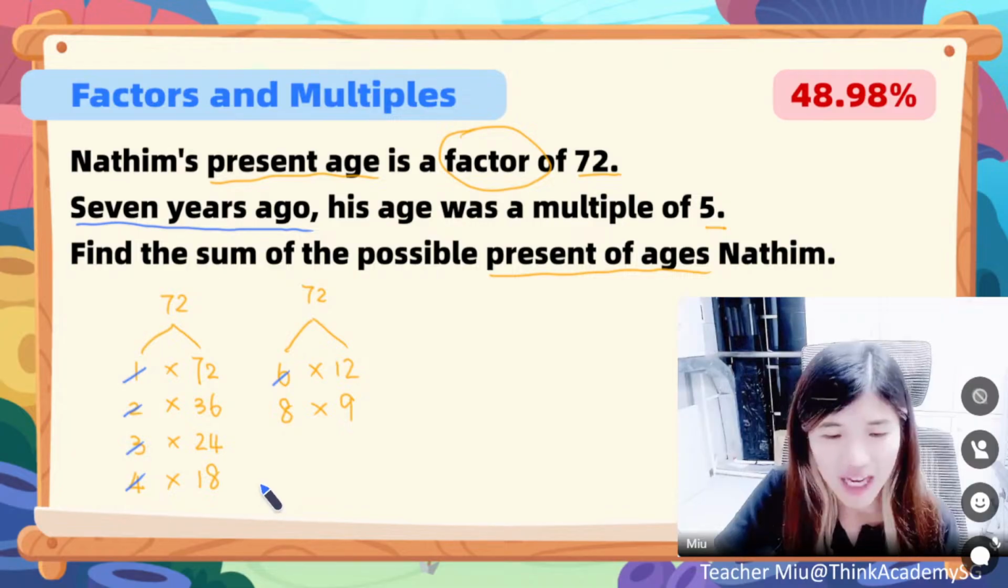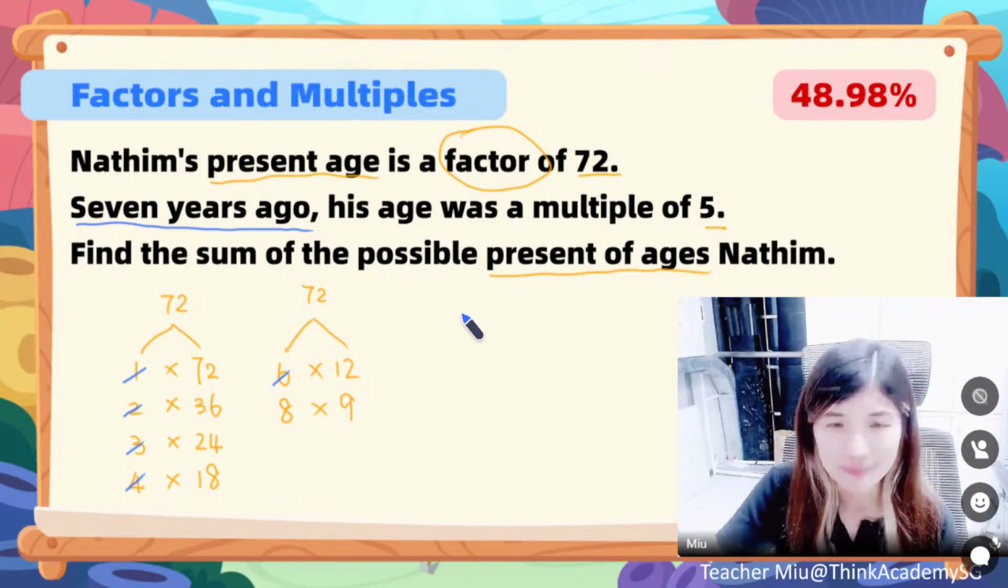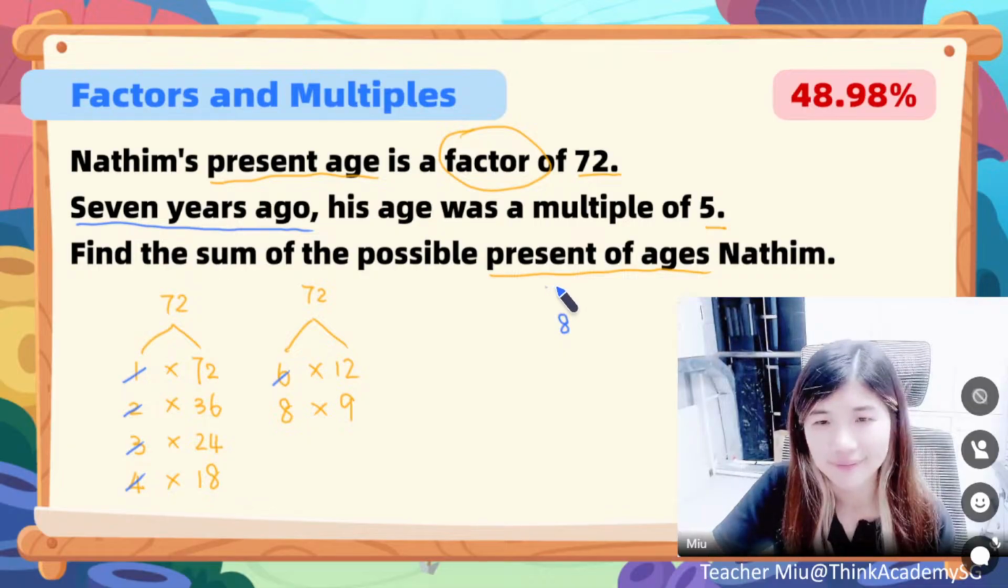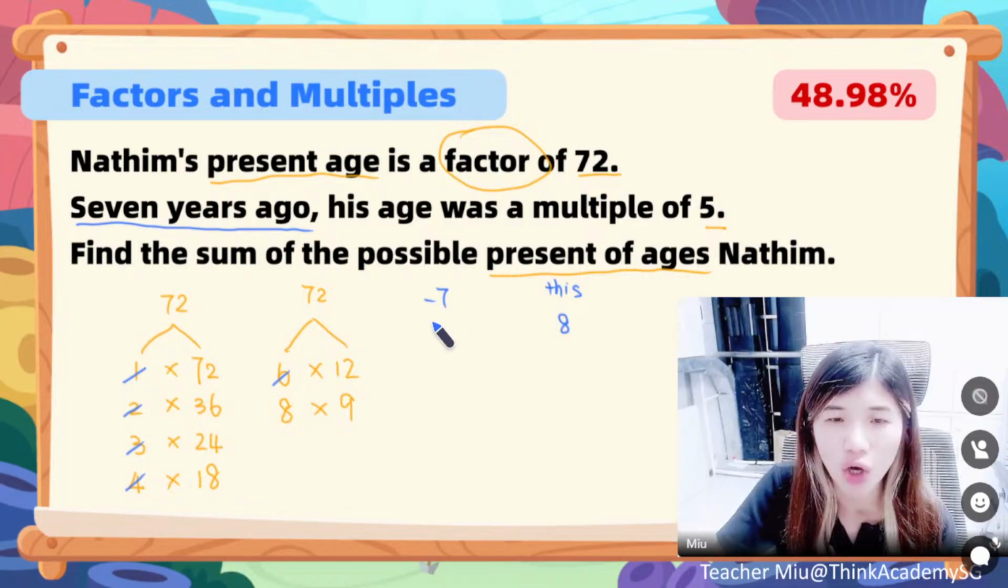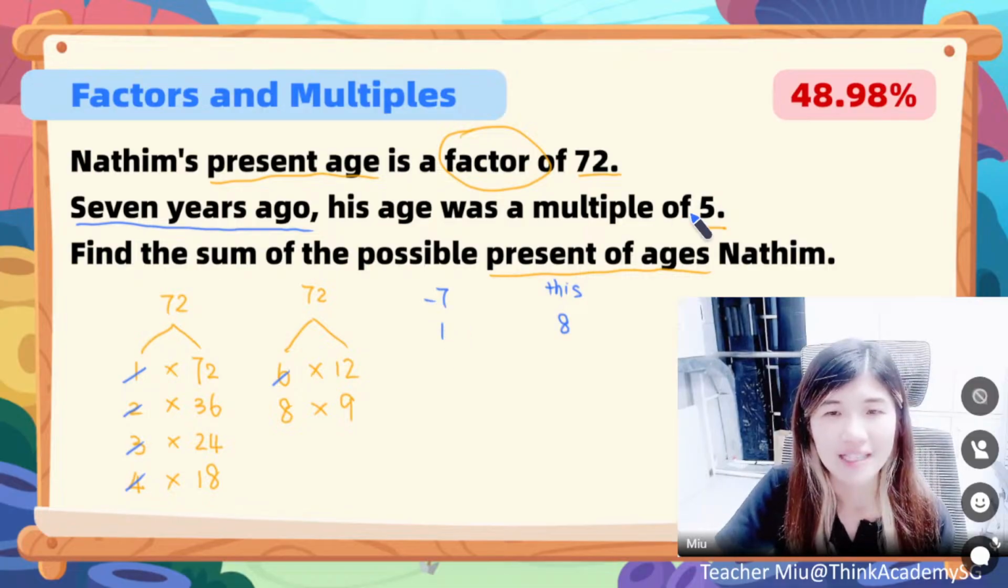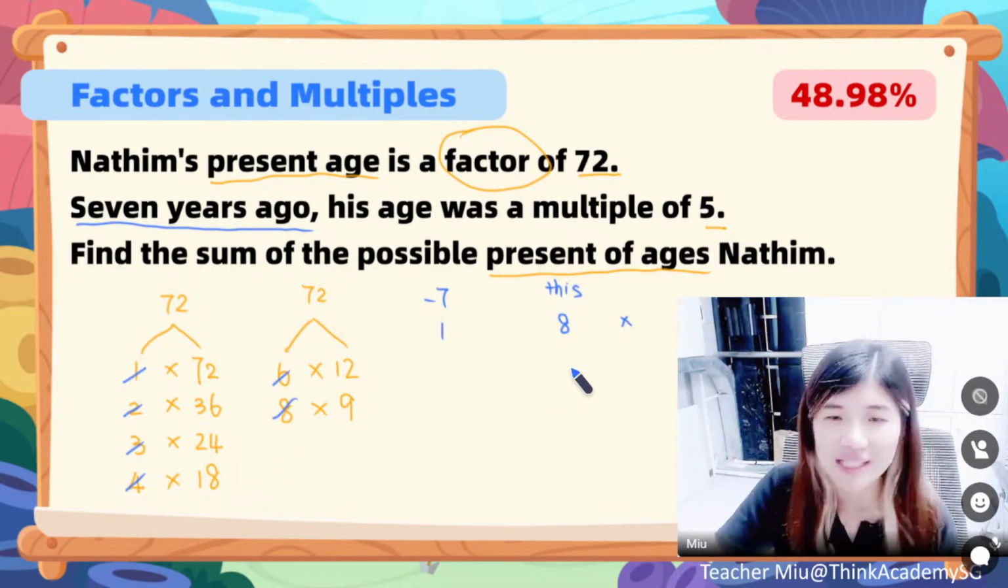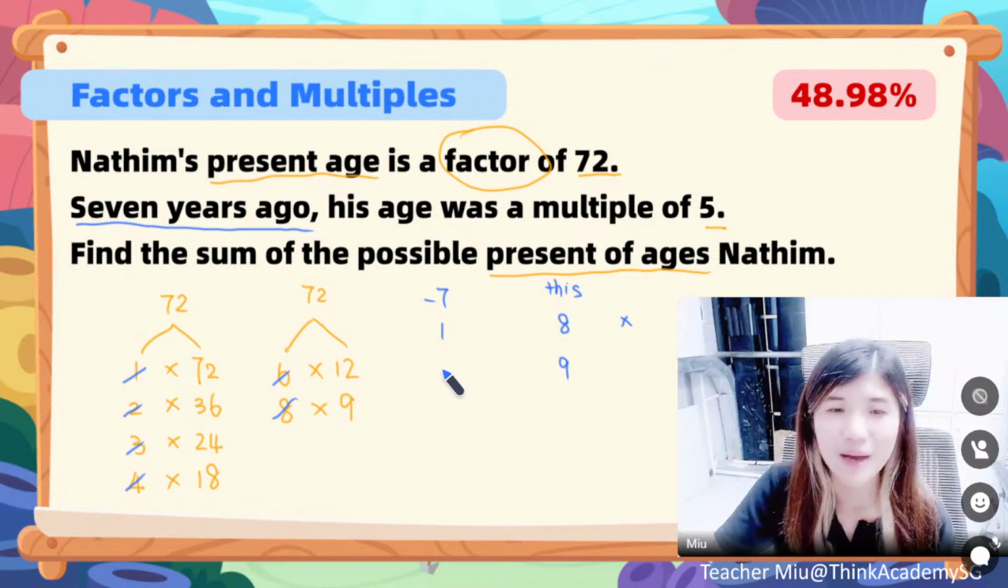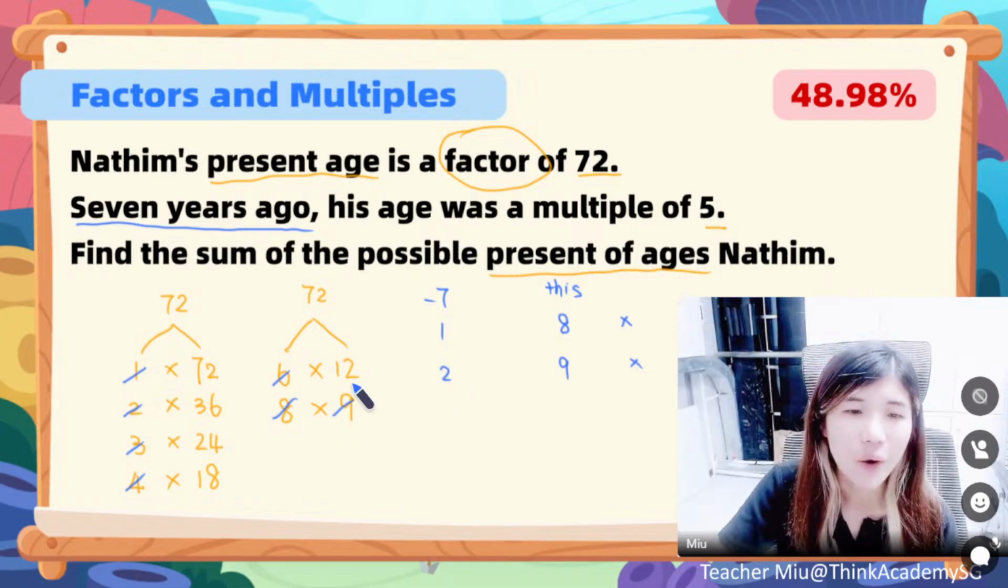Then we can just start from 8. All right. If it is 8 this year, so 7 years ago is supposed to be 1. Is it a multiple of 5? No. What about this year, when he is 9? Is it possible that 7 years ago he was a multiple of 5? No. Continue. What about 12?